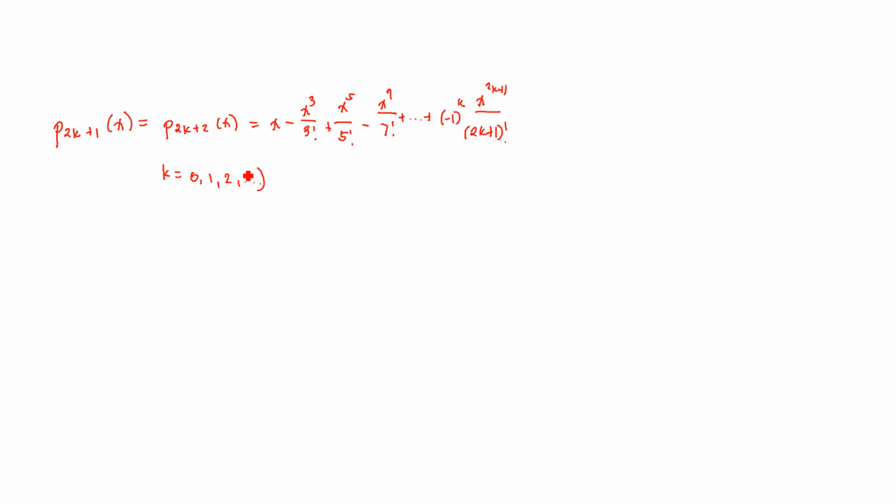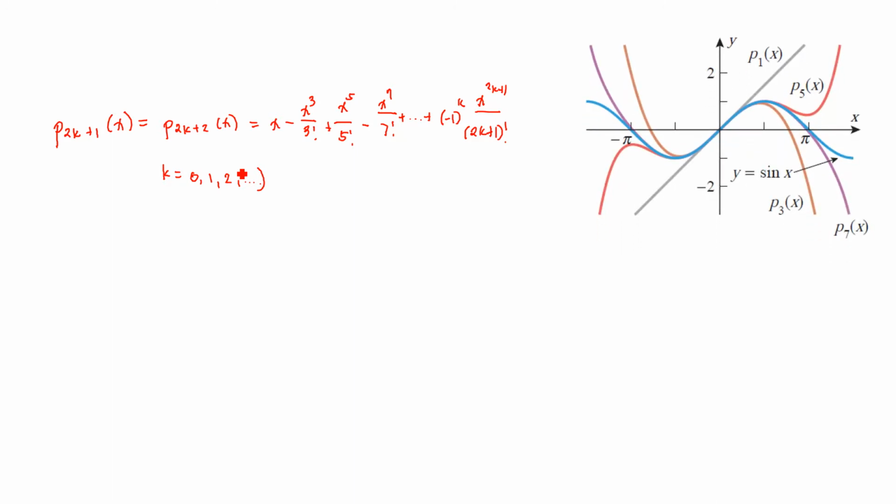So if we are going to graph this one, this would be the graph. Here you have sine x, then you have the polynomials: p sub 1 of x, p sub 3 of x, p sub 5 of x, and p sub 7 of x.